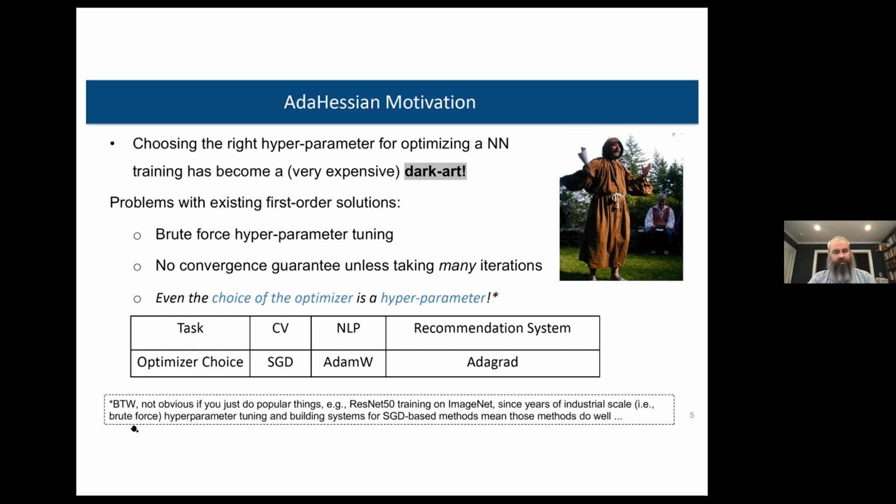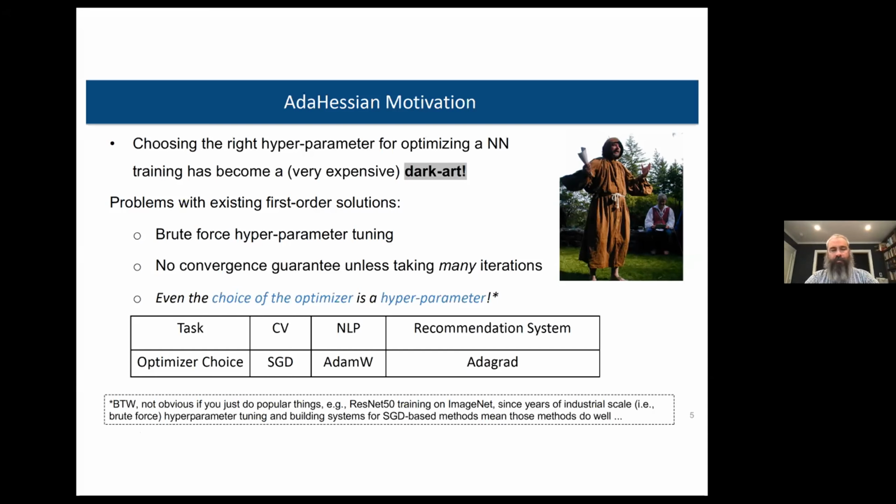And I think this may not be obvious to you if you just do popular things like ResNet 50 training on ImageNet. The reason is that years and years of industrial scale, namely brute force, hyperparameter searching, really has designed these such that SGD methods perform well. So there's really a hardware and software infrastructure that provides a fairly strong bias to these first order methods. That's something we really had to wrestle with when coming up with the state of the art second order method, AdaHessian.